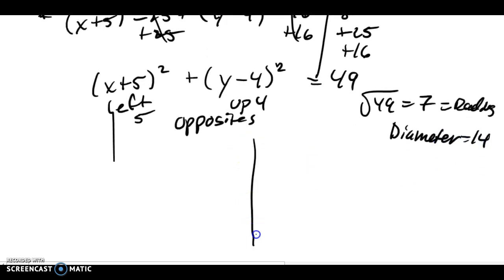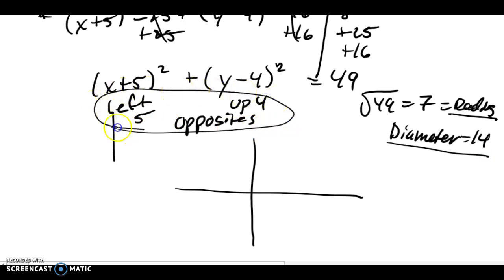And then on the SAT, they may ask you to graph. They may ask for the radius. They may ask for the diameter. They may ask for this stuff as well. So left 5, 1, 2, 3, 4, 5. Up 4, 1, 2, 3, 4. We have a dot. This is negative 5, comma 4. The SAT sometimes asks for that. Sometimes they ask for the radius, which is 7. So I'm going to count 7 each direction. That's 7 there. Here's 7. I'm going to estimate on these. Then we're going to draw the circle.